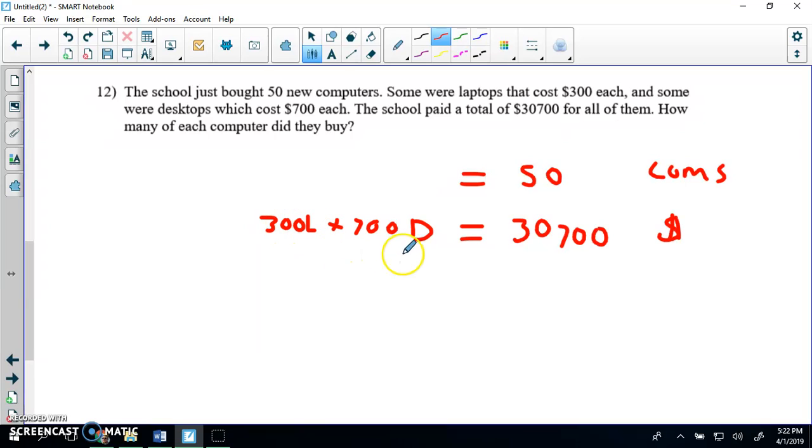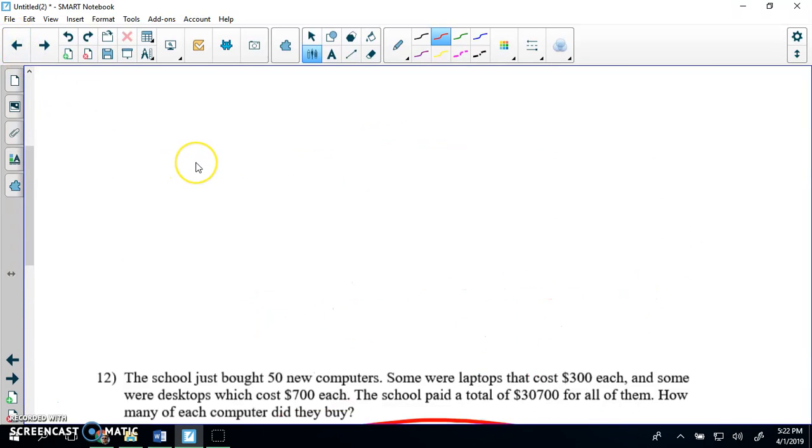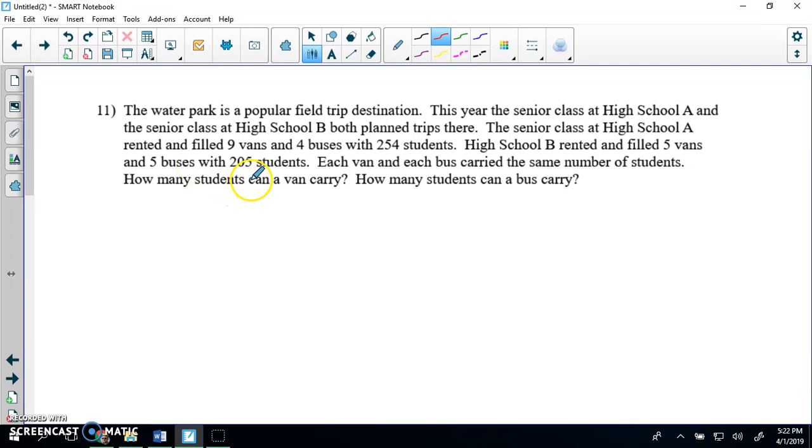So however many laptops I have plus how many desktops, 700, whatever. Okay, this one, how many computers? Well, would you agree that my laptops plus my desktops should equal 50? Total. Boom. Done. Yeah. I think we can do, we got 1 minute?